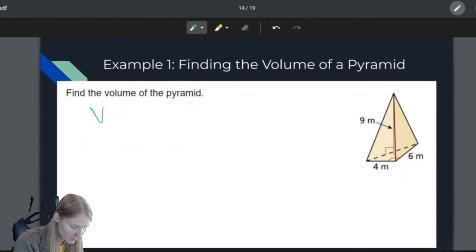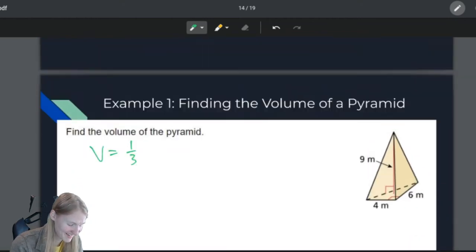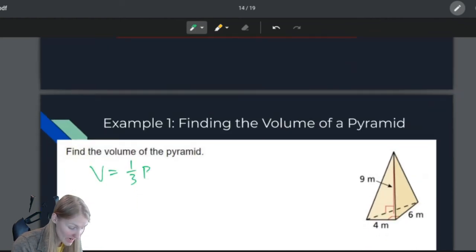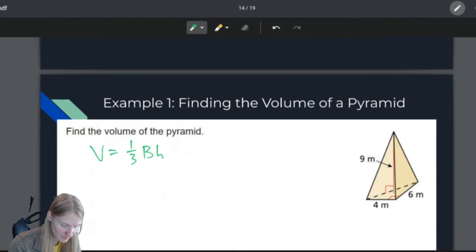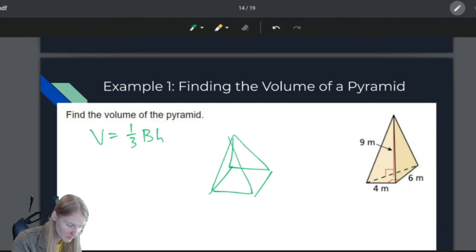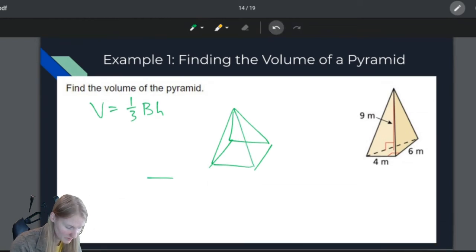Well, remember, volume of a pyramid is 1/3 base, area of the base, times height. Now remember, pyramids can have any shape of base. I could take a square base and make a pyramid. Oh, that's an ugly pyramid. I could take a hexagon base and turn it into a pyramid.